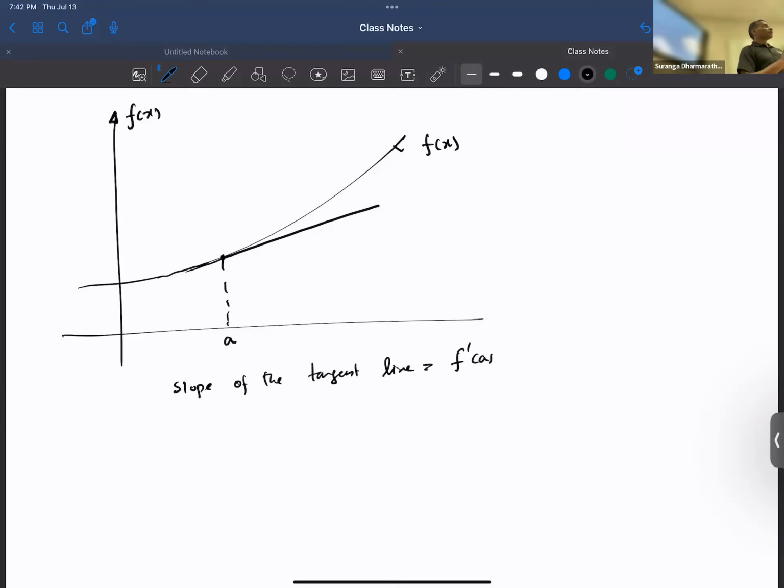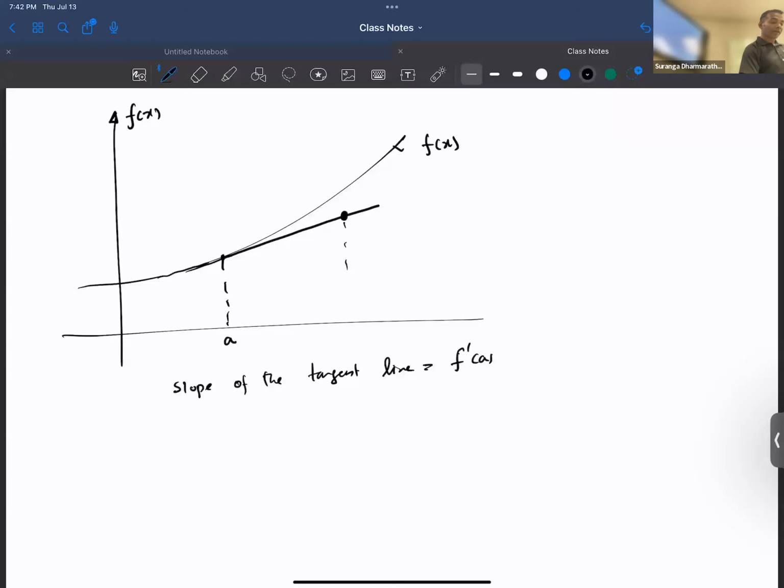Now, in a previous course, maybe in 180, or in your high school, you might have taken algebra or pre-calculus. In pre-calculus, how did you find the equation of a line? So now you know the slope, f prime a, the slope of that line.